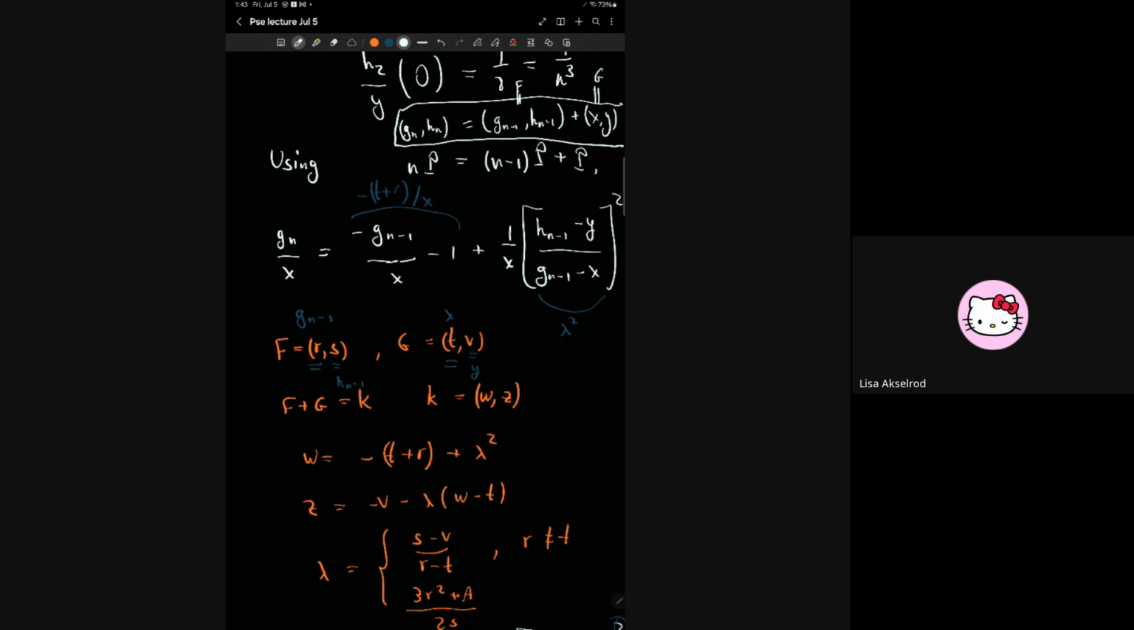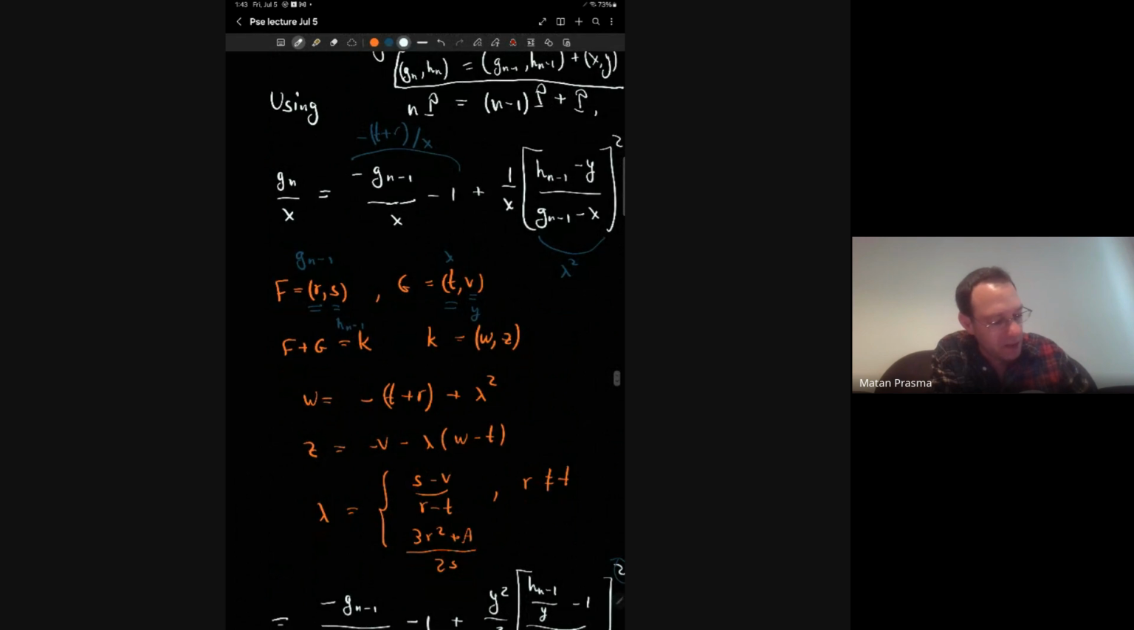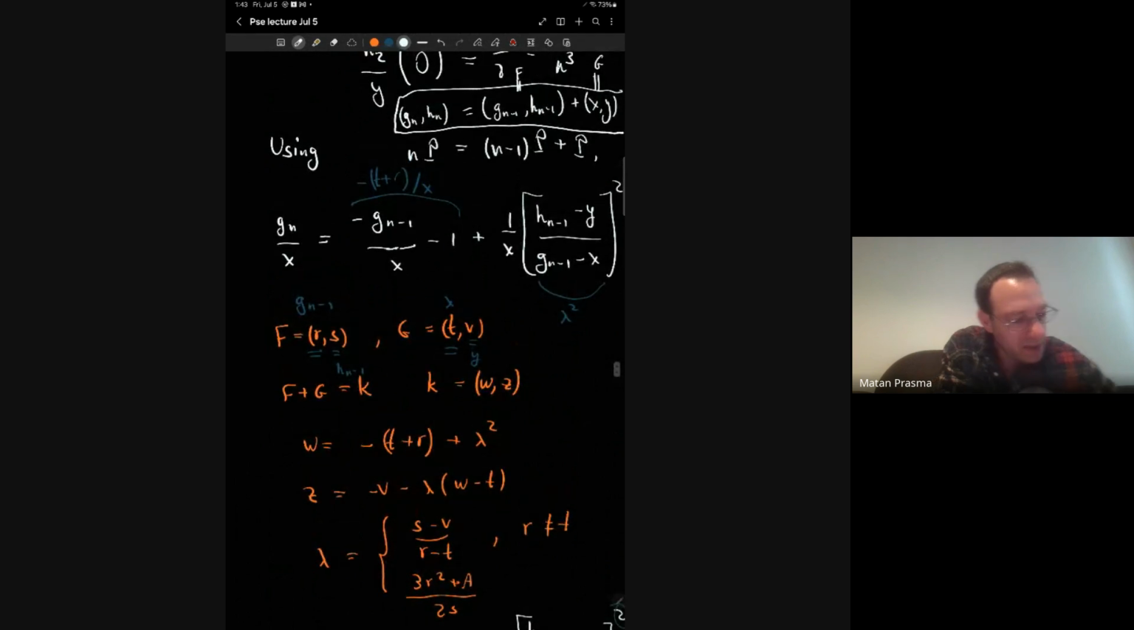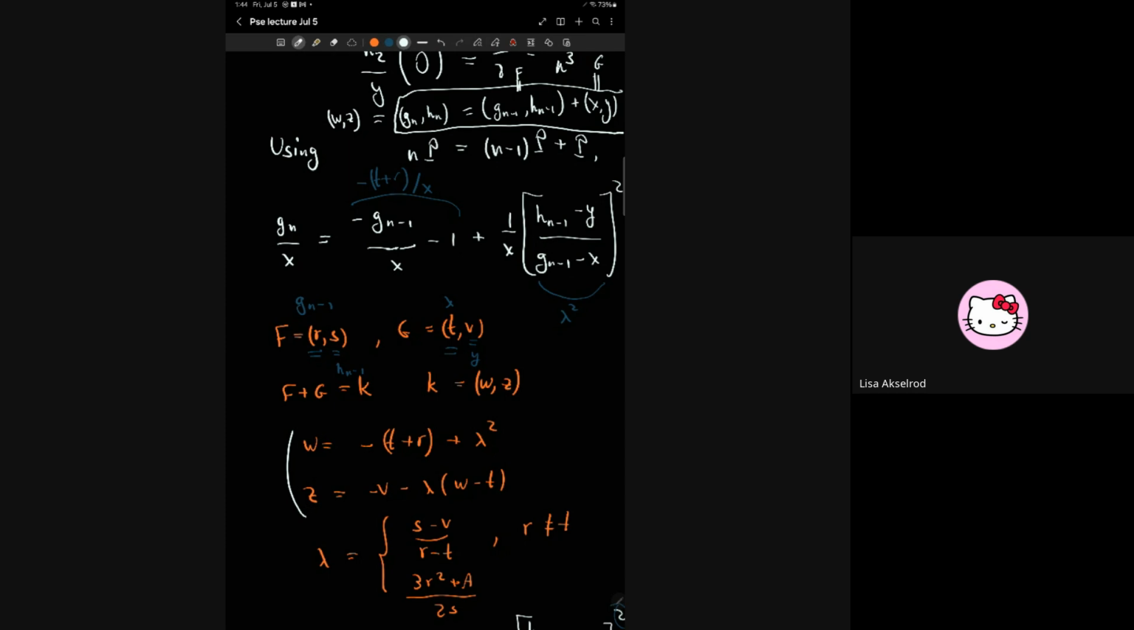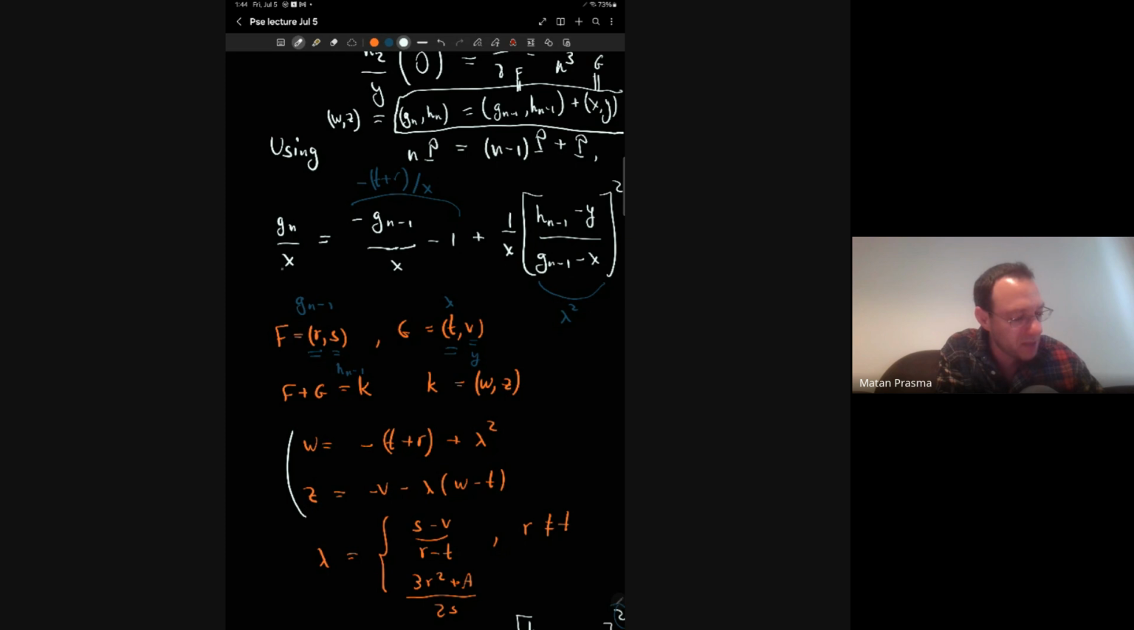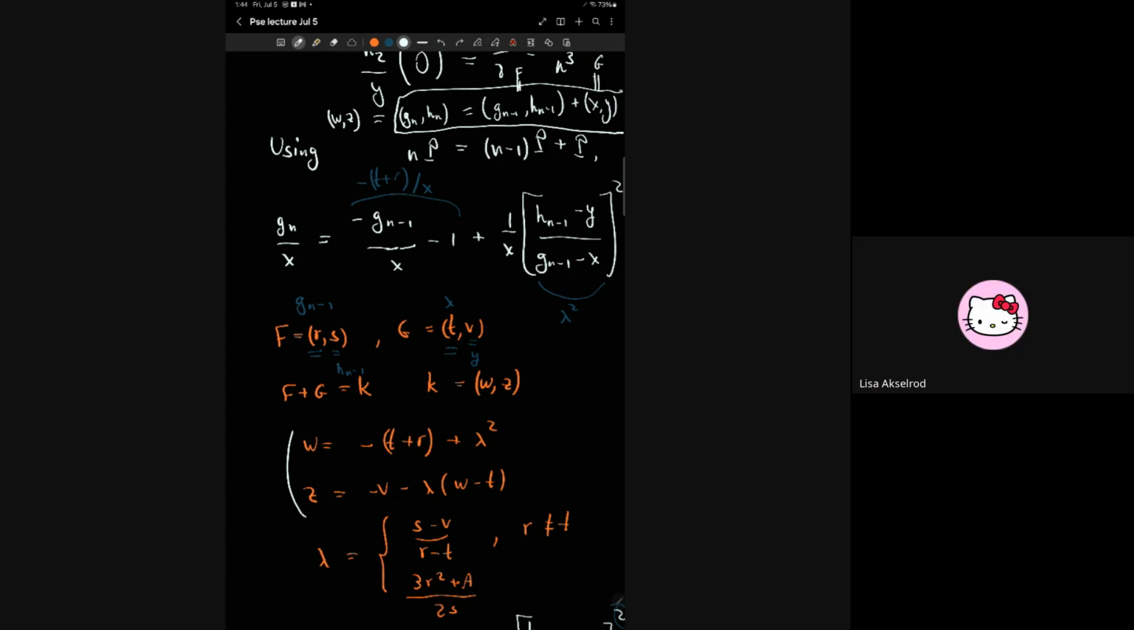Yes. So the formulas are written here in orange. So I take R to be gn minus 1, right? And S to be hn minus 1. And then T and V are x and y, respectively. And I have a formula for what the result is, WZ. WZ is this gn and hn, right? Okay, I understand. And then I need to divide by x because I have division by x here. Okay, I understand. Thank you.